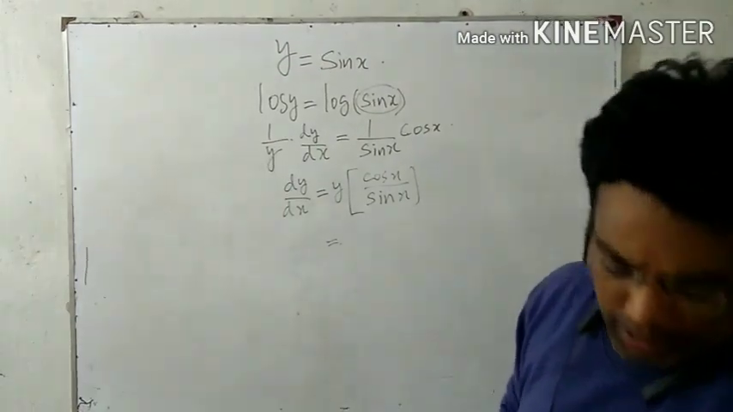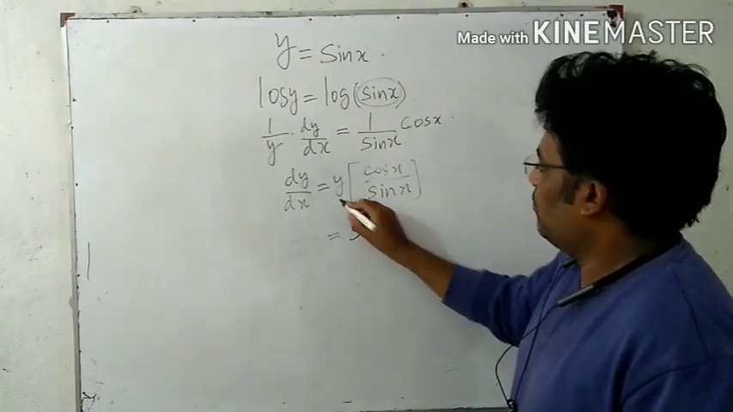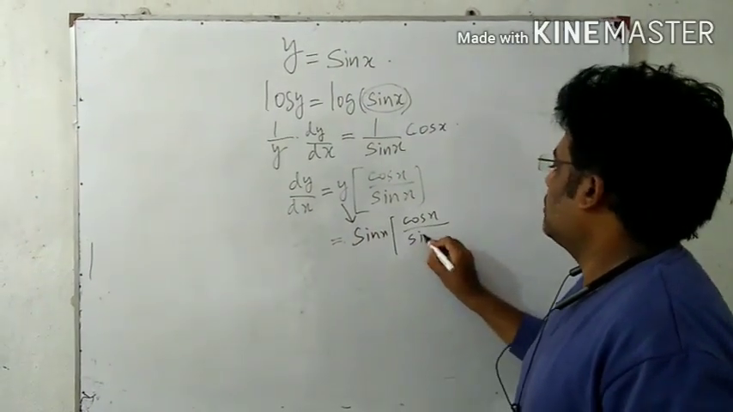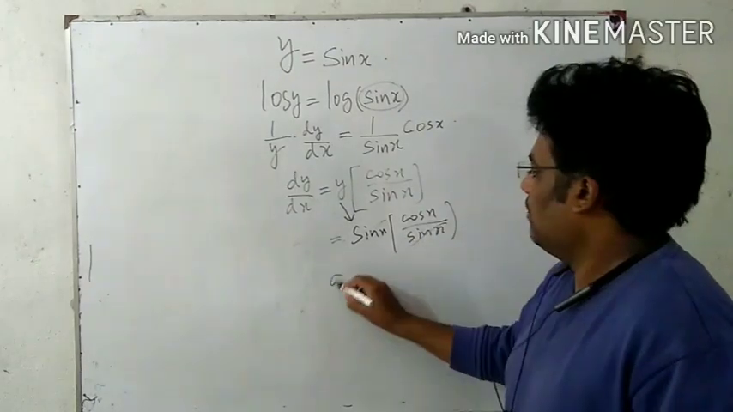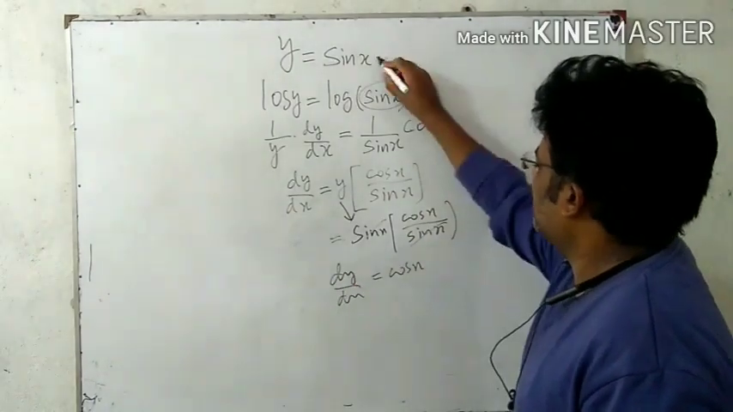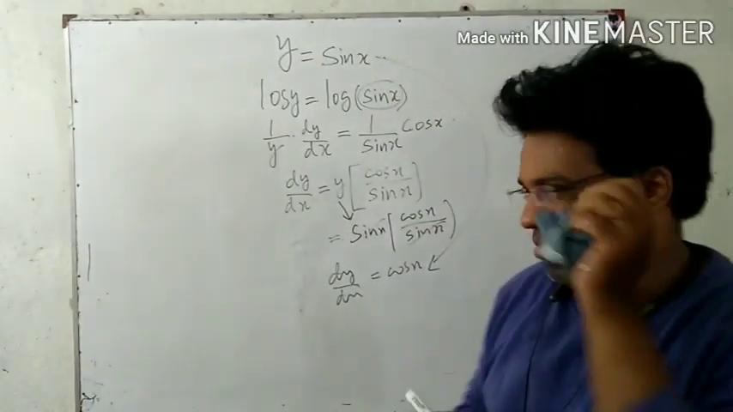So what is that y there? y is again nothing but sin x. So sin x into cos x divided by sin x, I have substituted. These two get cancelled. Finally dy by dx equals cos x. Do you need all this drama to get the derivative of sin x as cos x? Is it not the simple one?